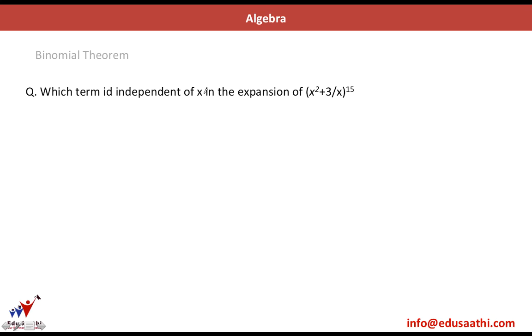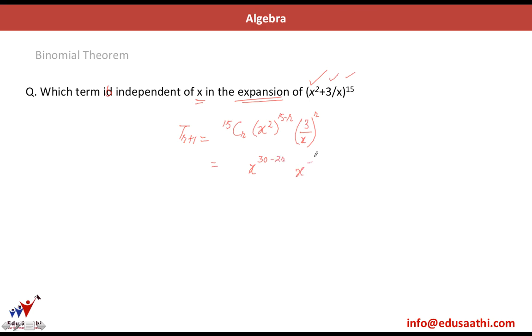Another question that we have, which term is independent of x in the expansion of x square plus 3 by x raised to power 15? Again, I would write down the general term. In most of the questions related to binomial, the first thing that you will do will be writing down the general term, 3 raised to power r over x raised to power r. Now what you will do is, you will combine all the powers of x. So this will be x raised to 30 minus 2r.